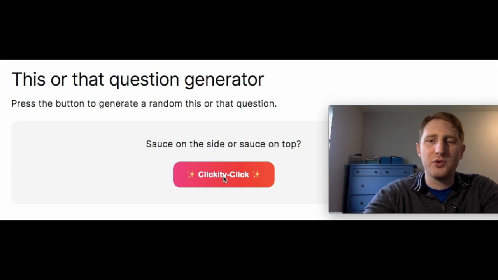Sauce on the side or sauce on top? You know what? I'd have to say sauce on the side, and then you can just dip whatever you're eating in it. If you've got French fries, and then ketchup, is ketchup a sauce? I think it is a sauce, yeah. Why am I not sure if ketchup is a sauce? I don't know. Football game or basketball game? To watch, I would say football, because my favorite team, Pitt, University of Pittsburgh, got eliminated from March Madness, so I'm definitely not going basketball.